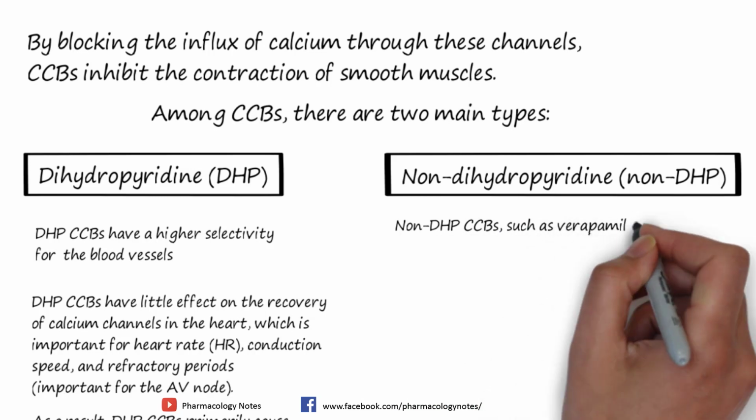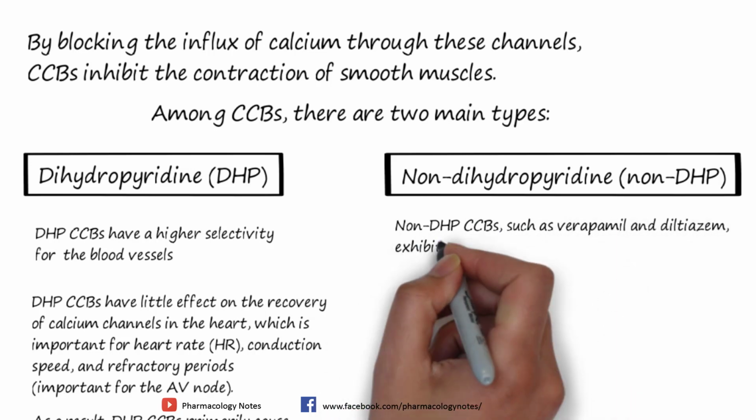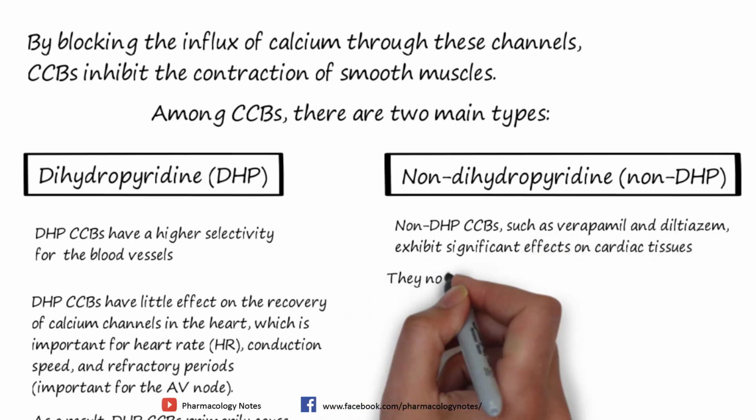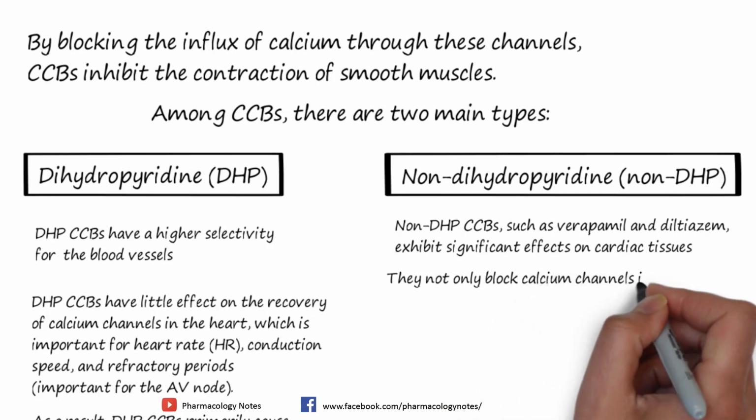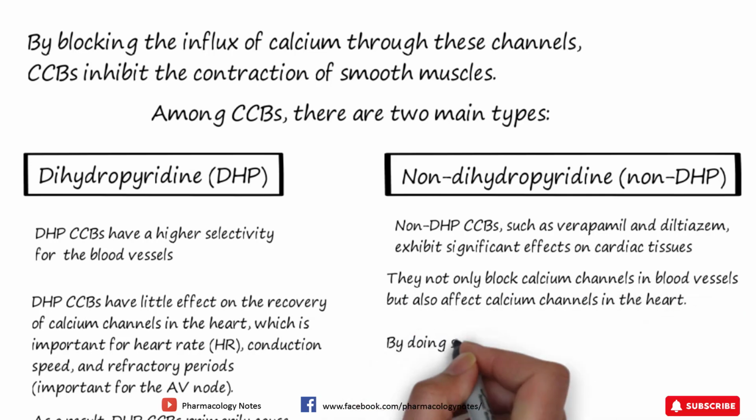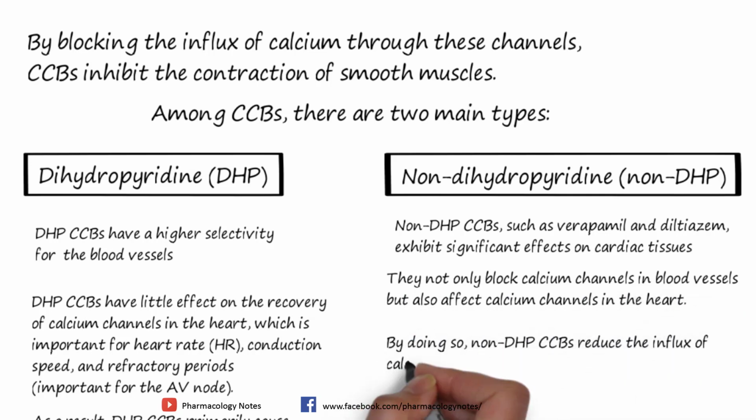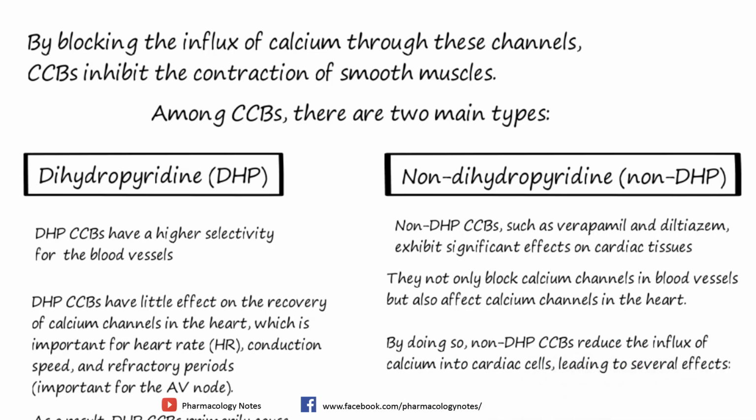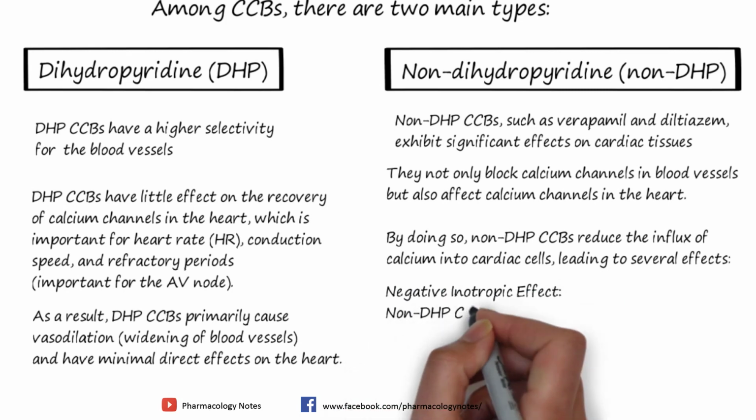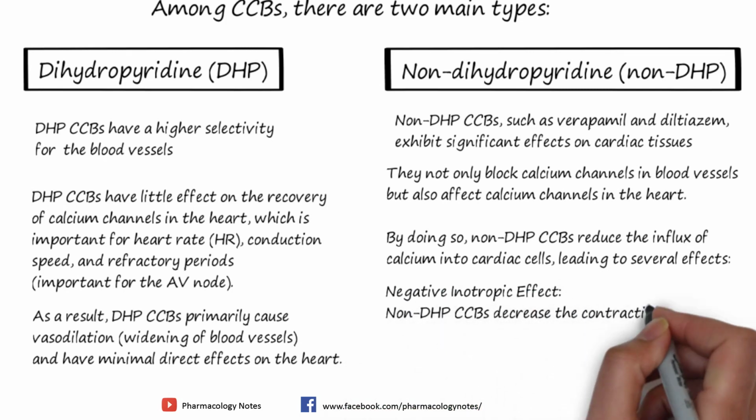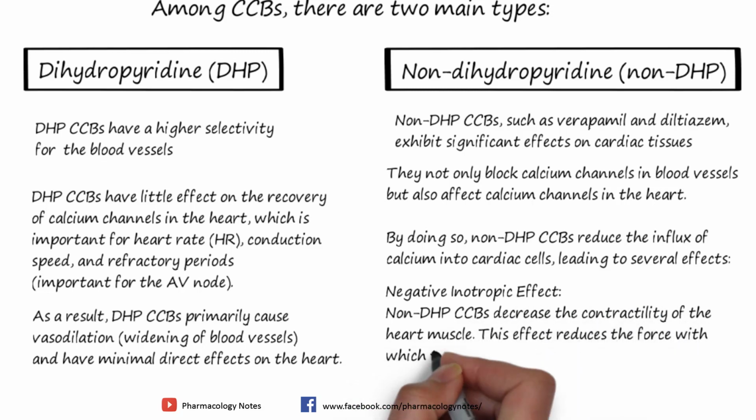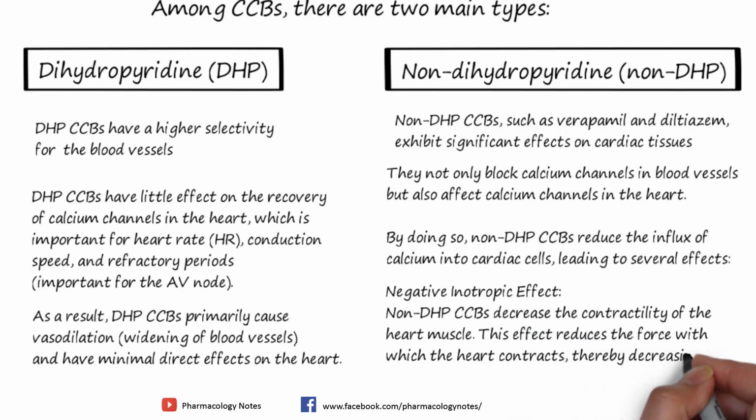While on the other hand, the non-DHP calcium channel blockers such as diltiazem and verapamil exhibit significant effect on the cardiac tissue. They not only block calcium channels in the blood vessels, but also affect calcium channels in the myocardium or heart. By doing so, non-DHPs reduce the influx of calcium ions in the cardiac cells, leading to several effects. The first effect is the negative inotropic effect. Non-DHP calcium channel blockers decrease the contractility of the heart muscles. This effect reduces the force with which the heart contracts, thereby decreasing the workload on the heart.